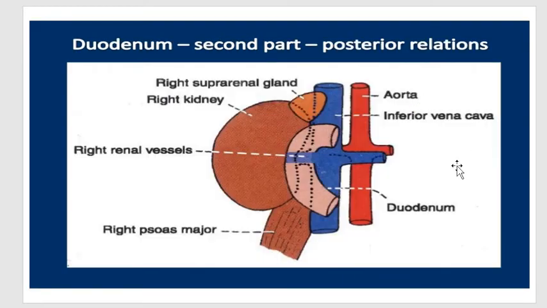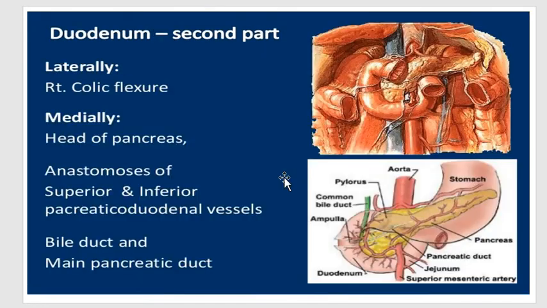Now you can see here also the posterior relations: anterior surface of the right kidney, right psoas major muscle, right edge of the inferior vena cava, and the renal vessels which are entering the right kidney, the right renal vessels which are coming out from the aorta. So they are related posteriorly to the second part of duodenum.